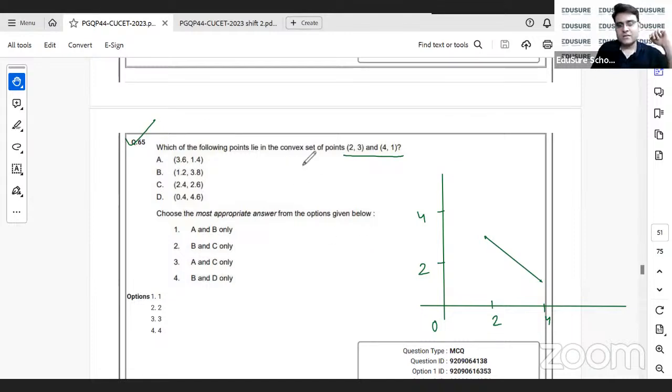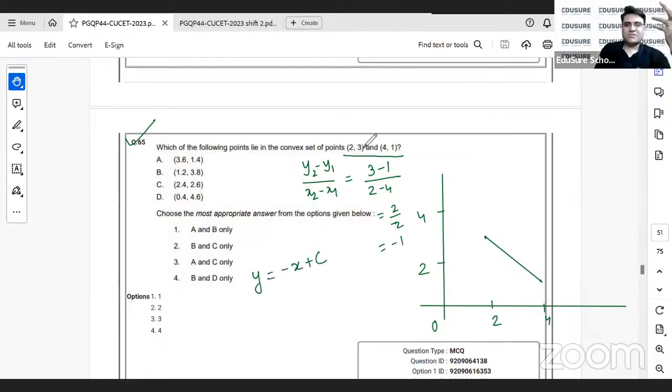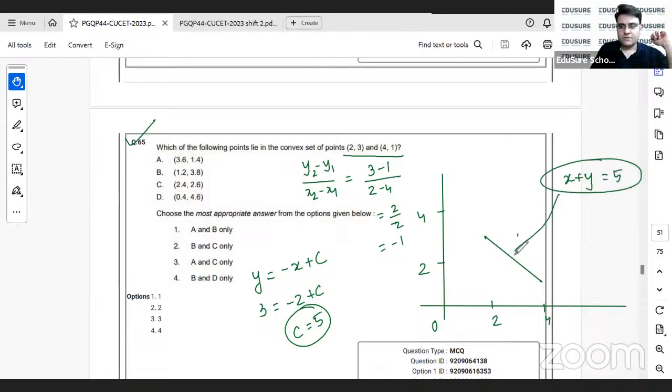The equation of the line is basically, first I find out the slope, which I can do as 3 minus 1 by 2 minus 4. So this is basically 2 by minus 2, which is equal to minus 1. Now y is equal to mx plus c. Just put any point. So if I put 2 and 3, I'll get c is equal to 5. So the equation of the line is basically x plus y is equal to 5.